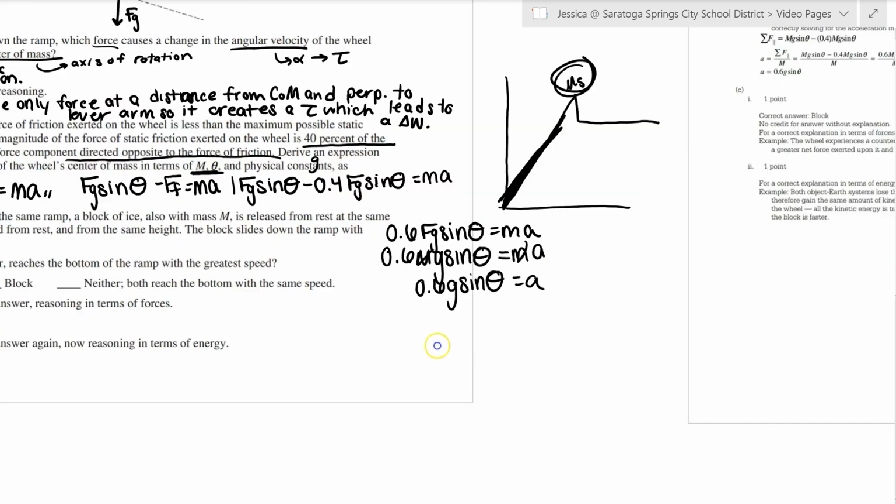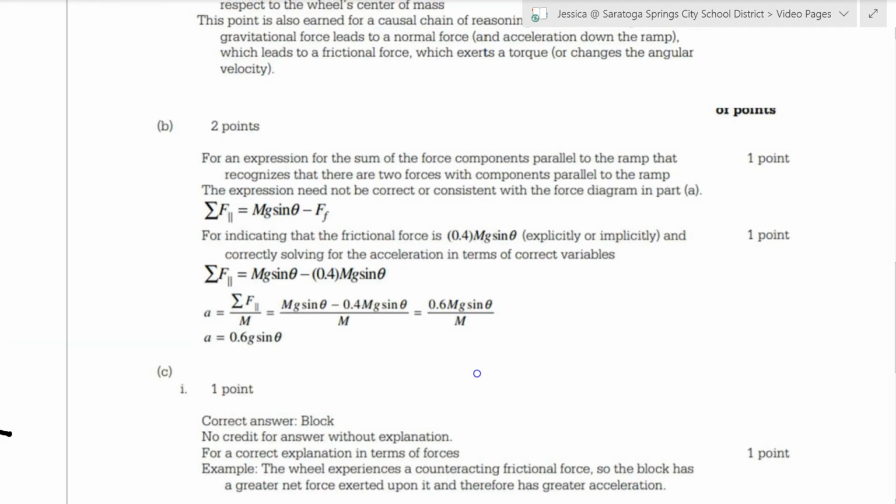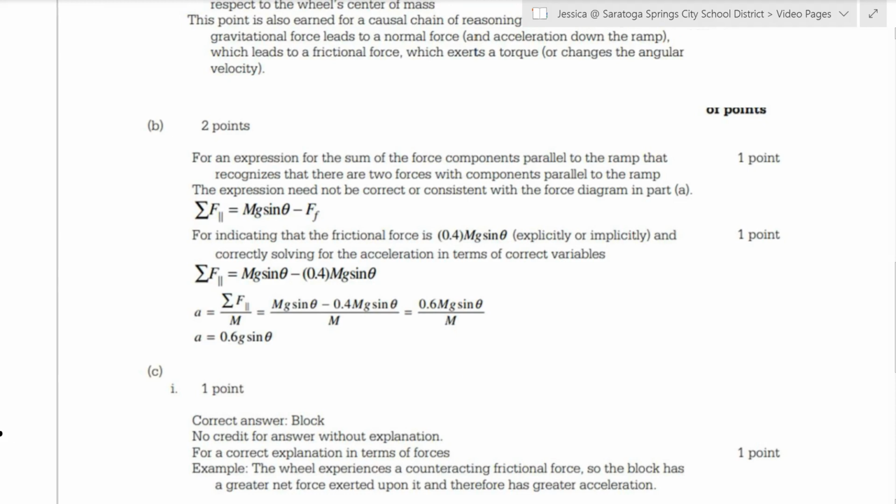So let's check my points on that. That was for B. So I get a point for the expression for the sum of the force components parallel to the ramp that recognizes that there are 2 forces. So basically for my net force equation.